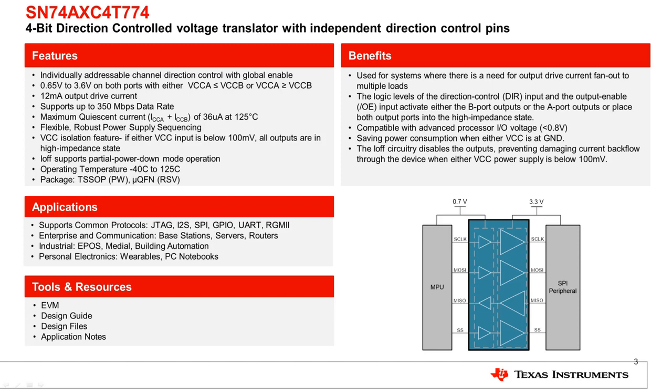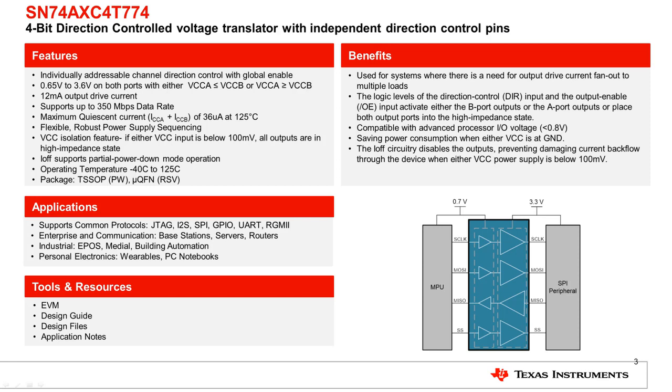The SN74AXC4T774 is TI's latest 4-channel low-voltage level translator that is capable of supporting level translation requirements between 0.65 volts and 3.6 volts. In addition to supporting the industry's lowest voltage translation range, the device also supports flexible power sequencing enabling glitch-free power performance, operation between -40°C to 125°C for its operating temperature ranges, and the device is able to support 12 milliamp current drives.